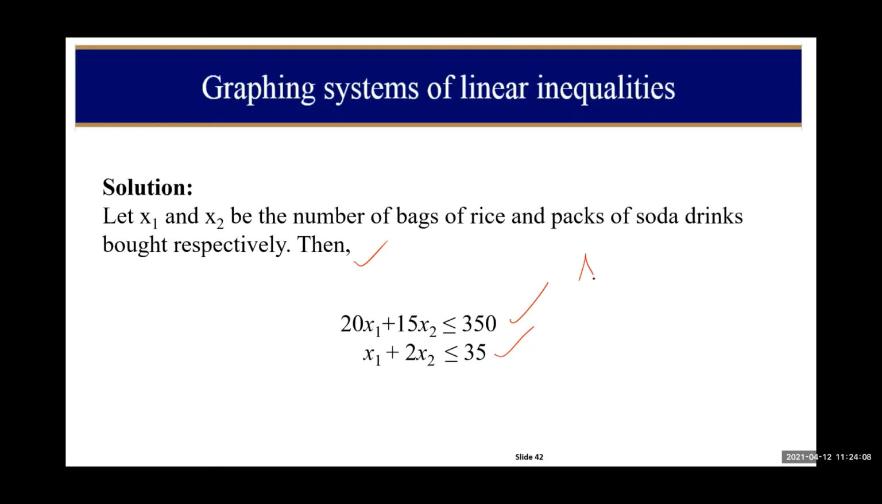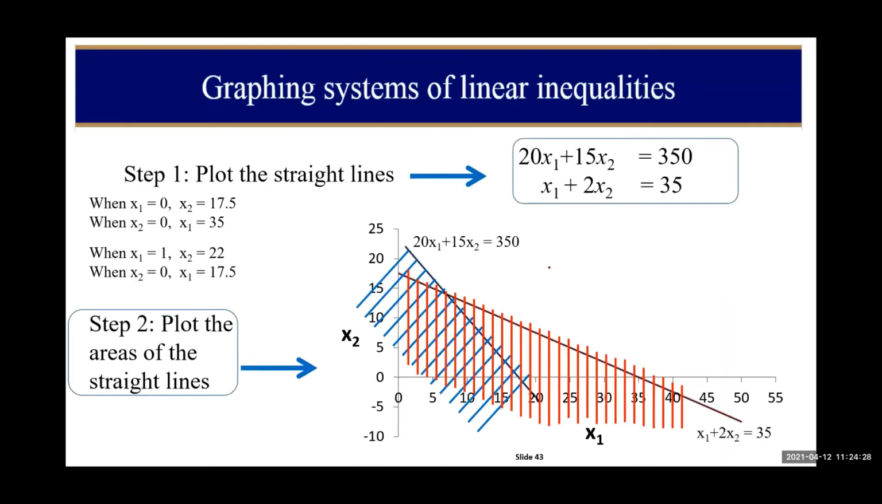Remember, it's what? Available. What you have available to spend. And we said available is represented mathematically as less than or equal to. So 20x1 plus 15x2 is less than or equal to 350. x1 plus 2x2 is also less than or equal to 35. So to plot it, this is our equation.